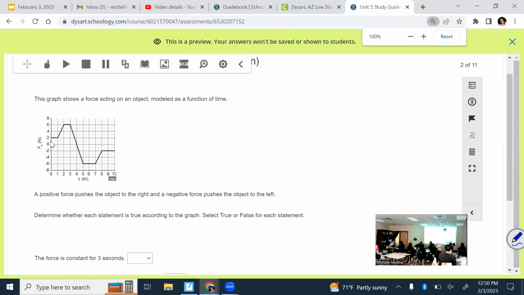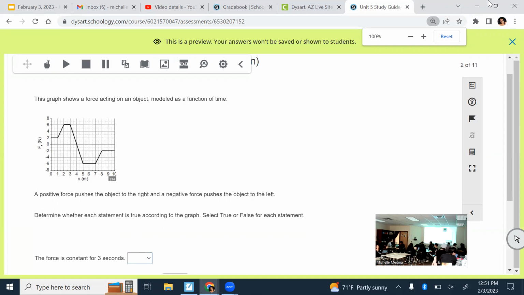So the graph shows a force acting on an object modeled as a function of time. A positive force pushes the object to the right, a negative force pushes the object to the left. Determine whether each statement is true according to the graph. The force is constant for 3 seconds. Is that true for any part of the graph? What would constant look like? I agree, it would look flat.